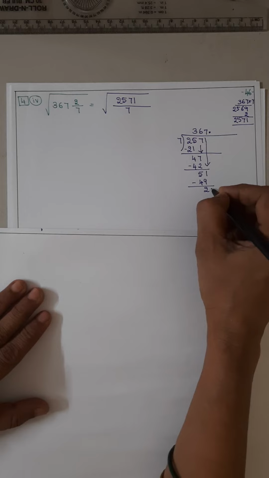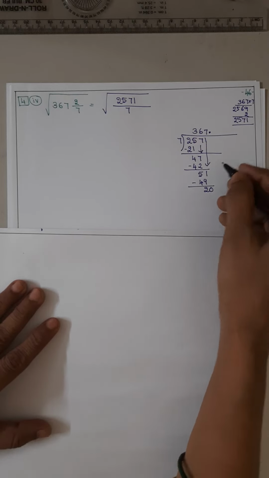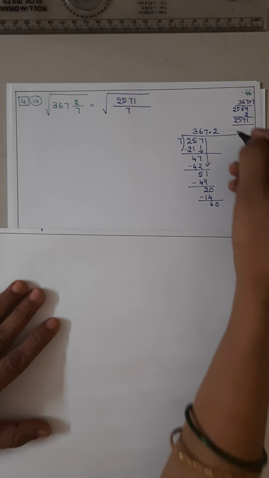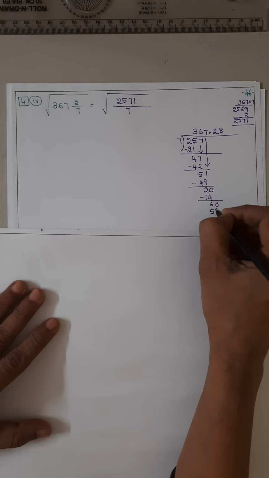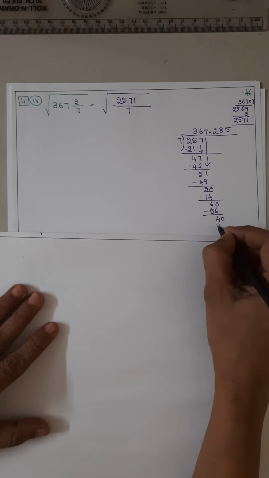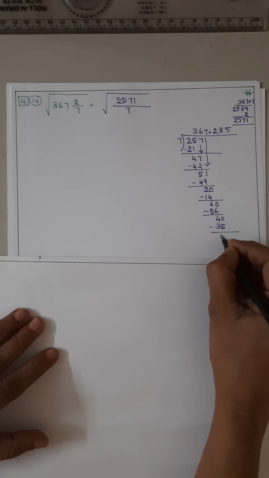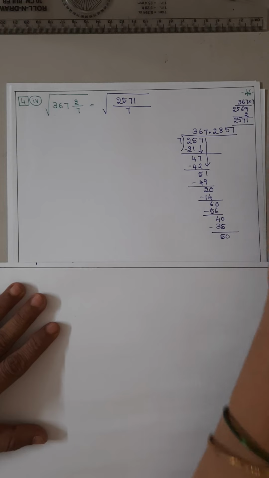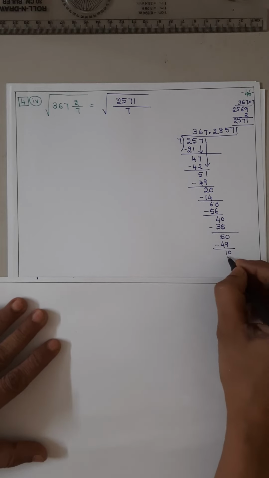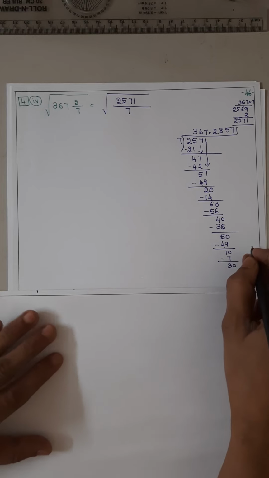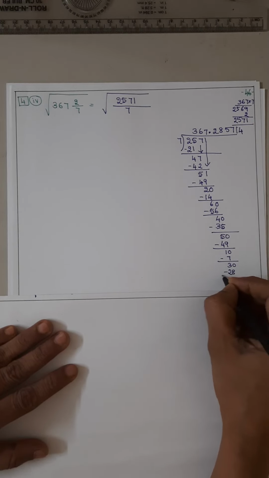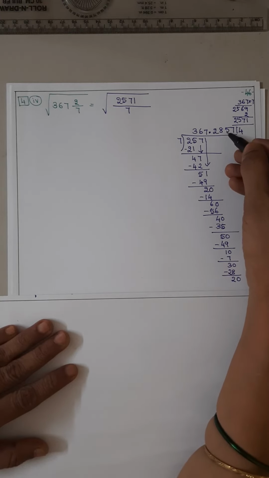Put decimal place and extra 0. Now 7 2s are 14. 6 remains, extra 0. 7 8s are 56. 4 remains, extra 0. 7 5s are 35. 5 remains. 7 7s are 49. 1 remains, extra 0. 7 1s are 7. 3 remains. 7 4s are 28. 2 remains. See, we want 8 places, isn't it?